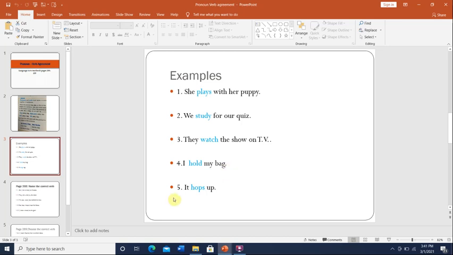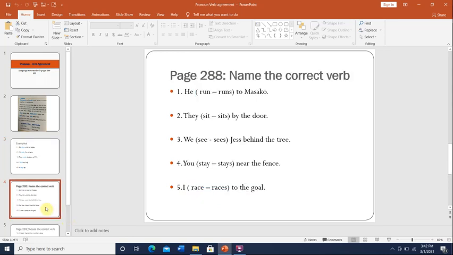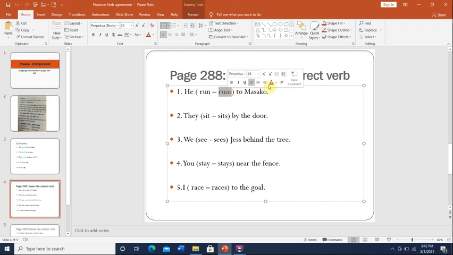It refers to an animal or a thing. It hops up. It can be a frog, it can be a rabbit, so it's only one. It hops up. We add an s to the verb. Now we're going to go to page 288 and we will choose the correct verb. Number 1, he runs to Mexico. He is one person, so we choose the verb with the s. He runs.